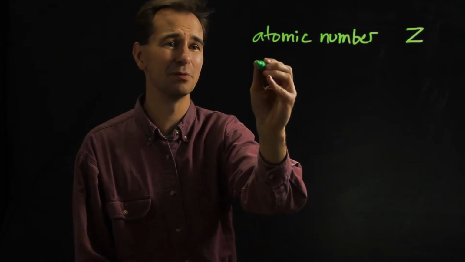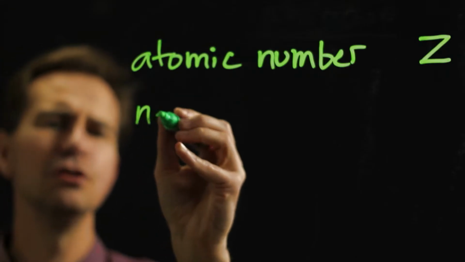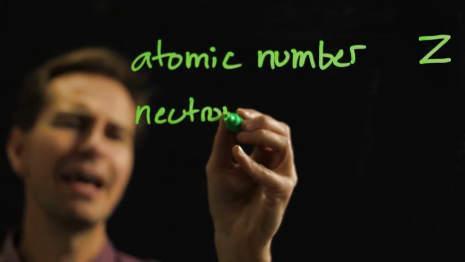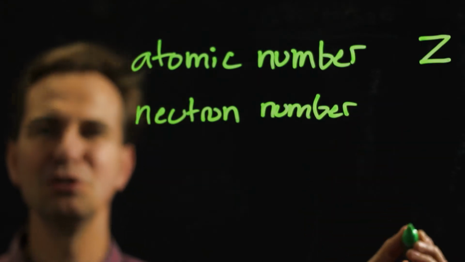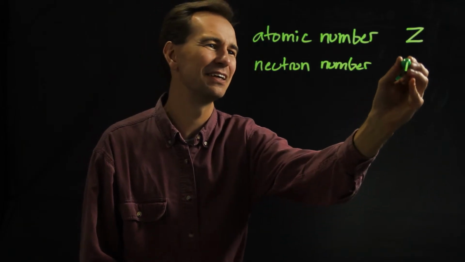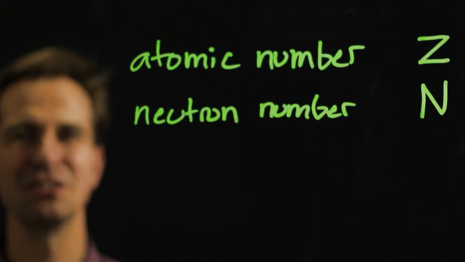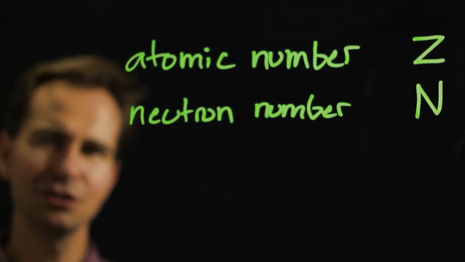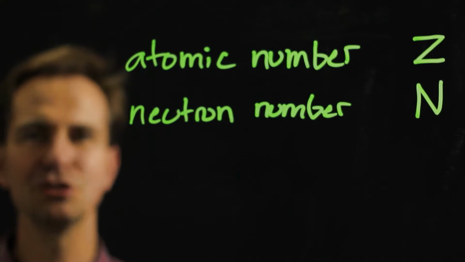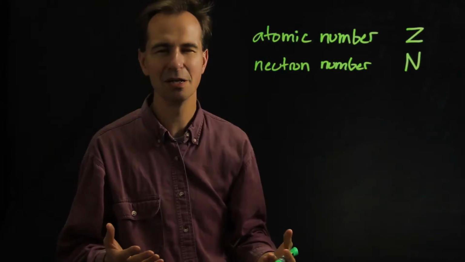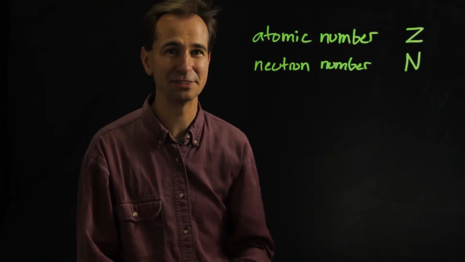Another important number is something called the neutron number. And you can probably guess from the name of it that it's just the number of neutrons that the atom has. And usually a capital N is used to describe that. So say two different nuclei have the same atomic number, but a different neutron number. They're the same element, but different isotopes of that element.